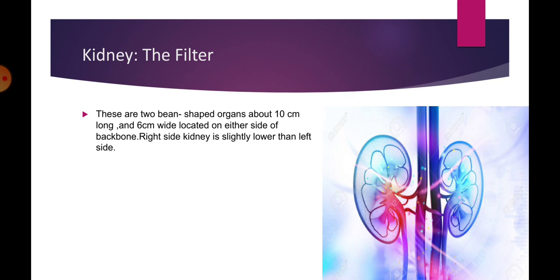So kidneys are the main organs in the excretory system and they are called filters because they act like a filter. These are two bean-shaped organs about 10 cm long and 6 cm wide, located on either side of our backbone. The right side kidney is slightly lower than the left side, and our kidneys filter about 1700 liters of blood daily in the average adult.